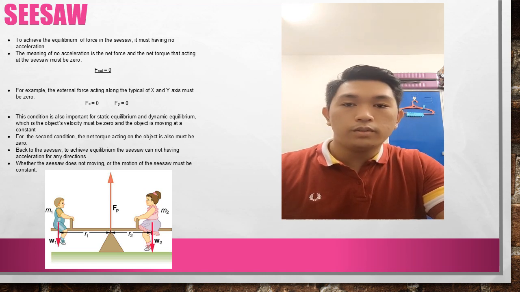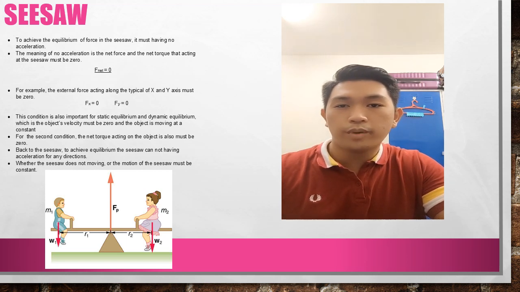But to achieve equilibrium of force on the seesaw, the plank firstly must be horizontal and perpendicular against the center of the seesaw. Furthermore, in calculation of statics, it will need other factors to achieve the equilibrium of force. Firstly, the net force acting on the object must be zero. Therefore, all forces balance in each direction.